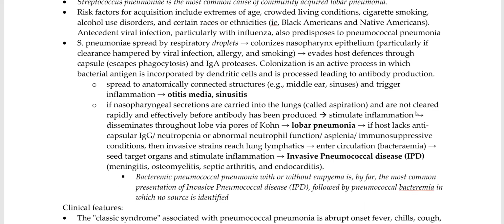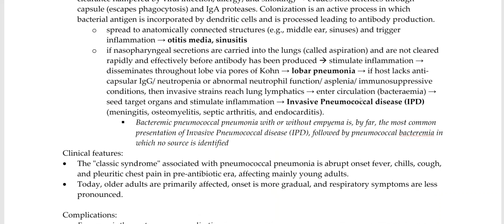Now, so far, bacteremic pneumococcal pneumonia with or without empyema, that is pus collection in pleural cavity, is by far the most common presentation of invasive pneumococcal disease, followed by pneumococcal bacteremia, in which there is no source which can be identified. Now, what could be the clinical features of this condition?